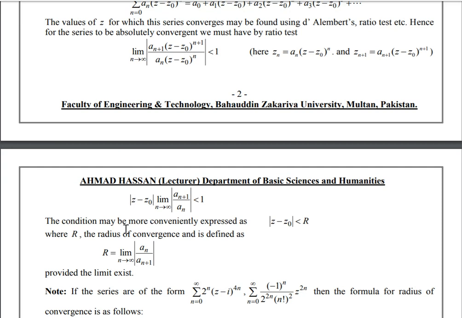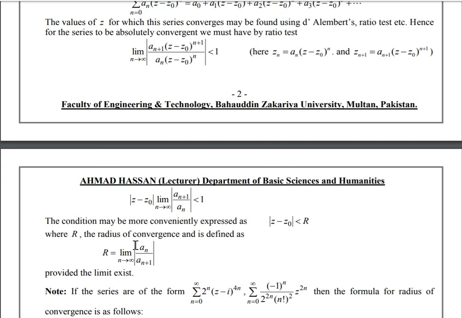The condition can be written conveniently as mod of z minus z naught less than r, where r is the radius of convergence and is defined to be, we call this whole expression of limit, that is 1 over r. In other words, r is limit n tends to infinity of an over an plus 1. Note that here it is an plus 1 over an, and this one is an over an plus 1. This r is called the radius of convergence.